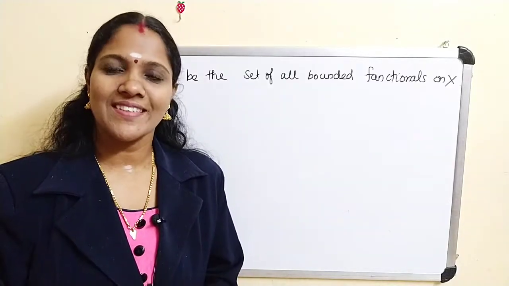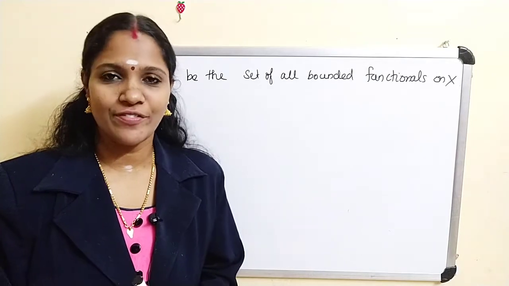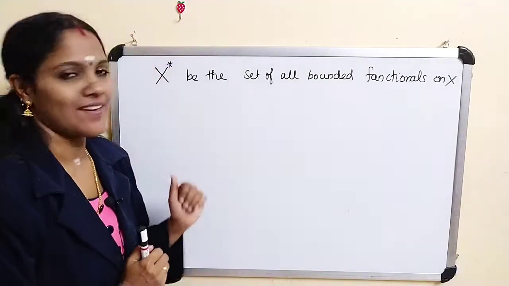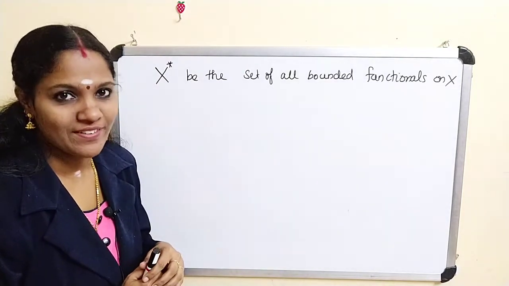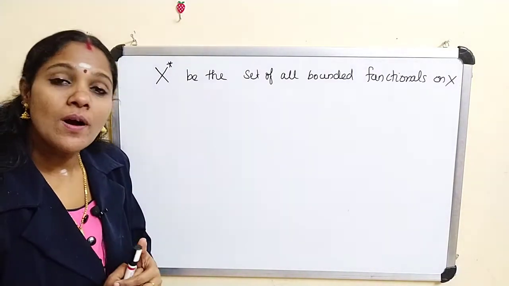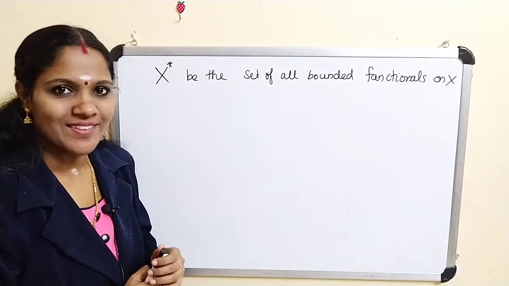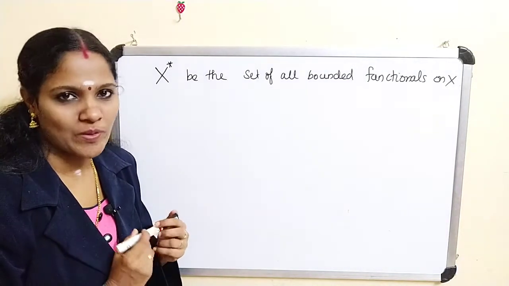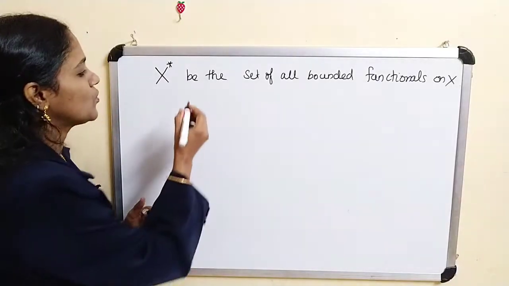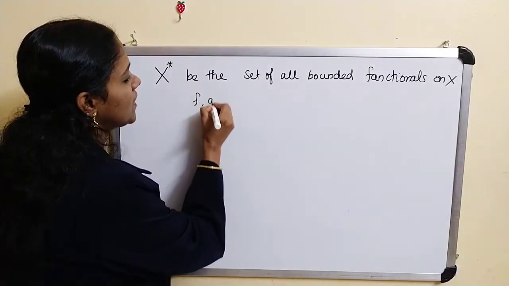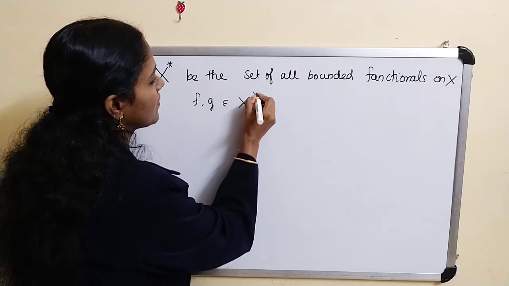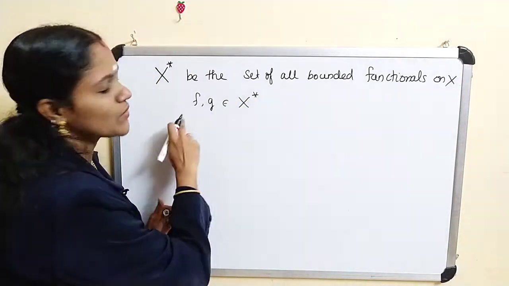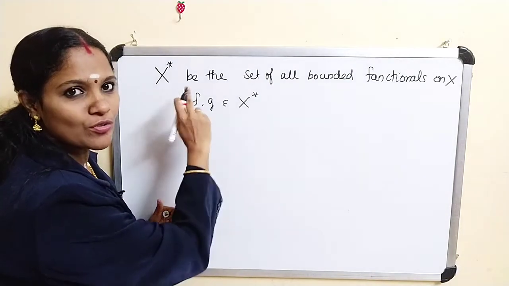Note: the set of all linear functionals on X is X hash, and the set of all bounded linear functionals on X is X star. Now we are going to prove that X star is a linear space. You take two elements f, g belonging to X star. Then to prove this is a linear space, we have to prove f plus g belongs to X star.